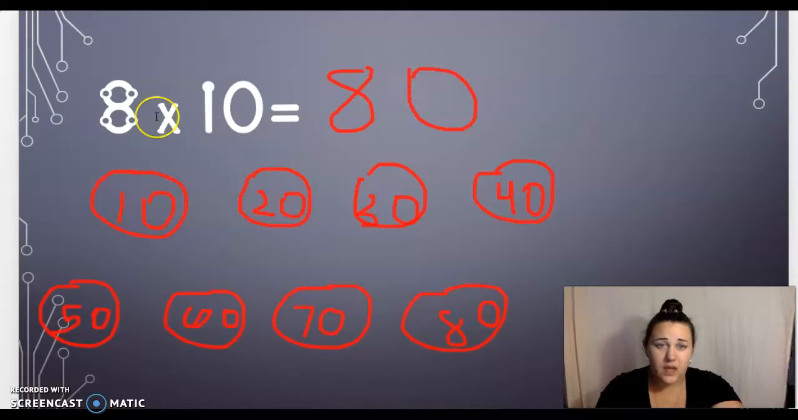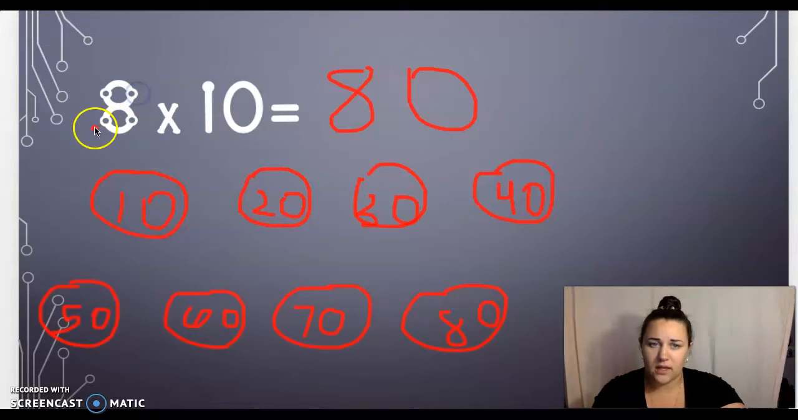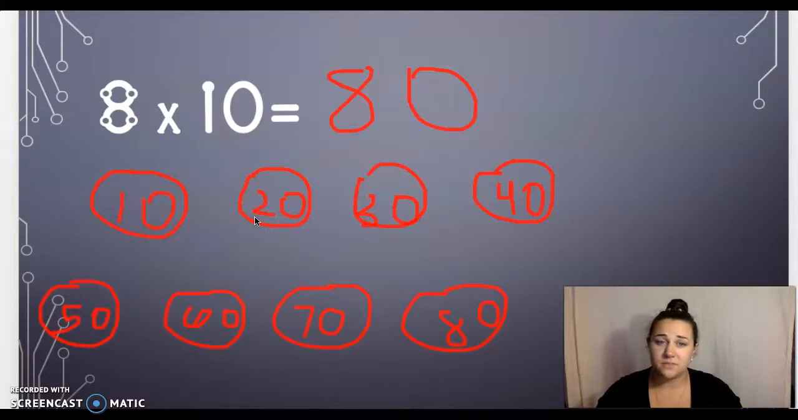Now, I'm going to try my touch points. I'm going to skip count by 10 on my 8 touch points. Remember, these count as 2. So we have 10, 20, 30, 40, 50, 60, 70, 80. 8 times 10 equals 80. Easy peasy, friends.